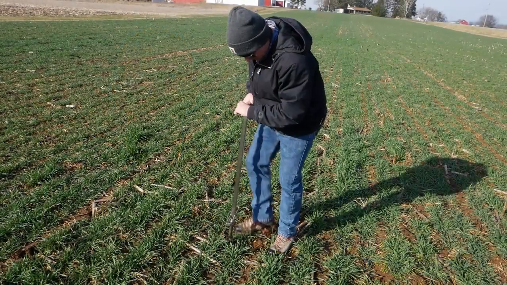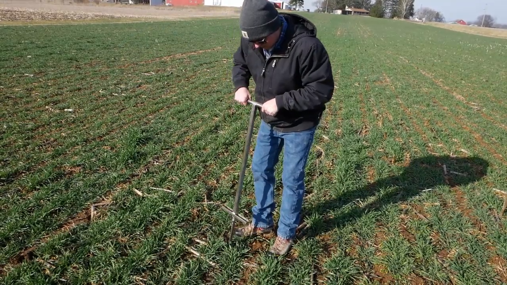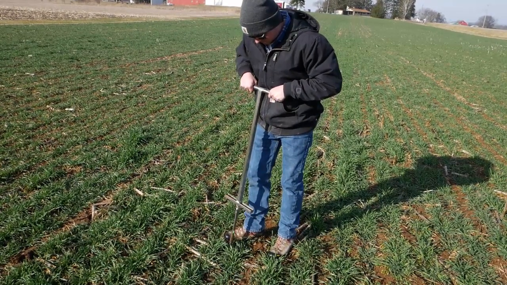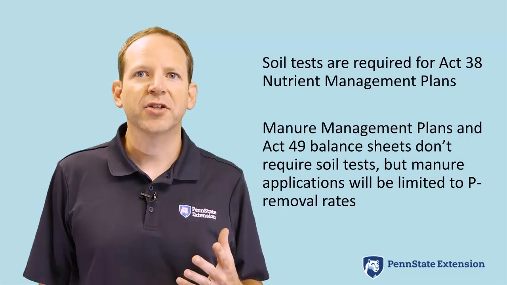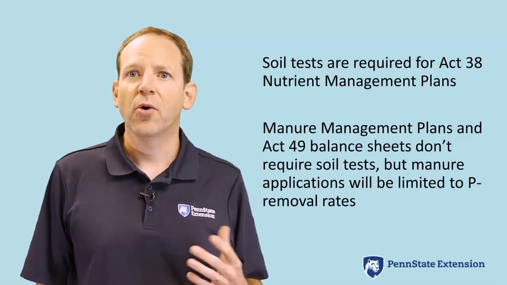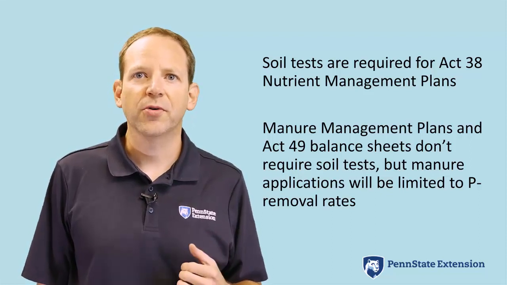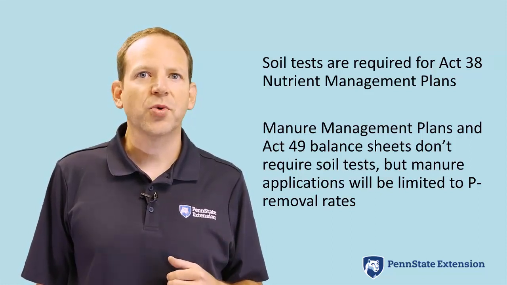The whole process begins with determining what the nutrient requirements for a given crop actually are. The best way to do this is with a soil test, because the soil test will take into account the nutrients the crop needs, as well as the nutrients that are already available for the crop in the soil. If you're developing a nutrient balance sheet for an Act 38 nutrient management plan, then soil tests are required. If you're developing a nutrient balance sheet for a manure management plan, or as an Act 49 manure hauler broker, then you aren't required to have a soil test.